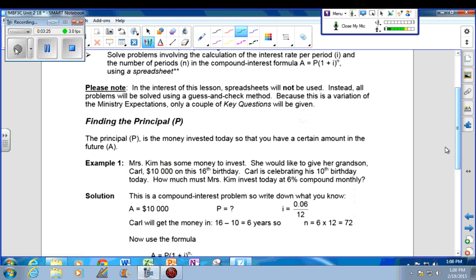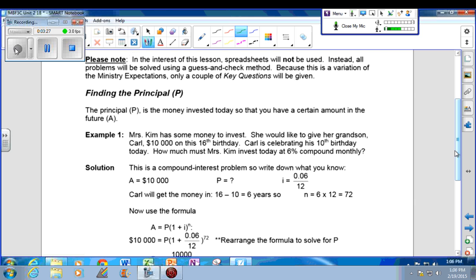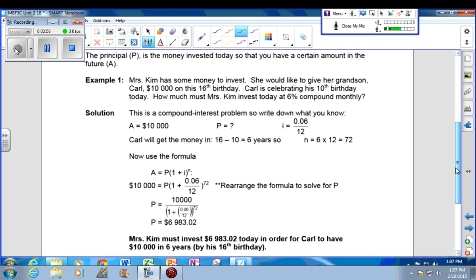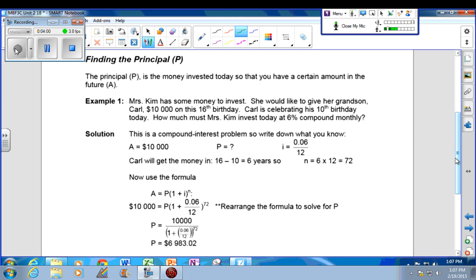So we're going to learn how to find various values, because there are 3 variables that we use in the compound interest formula. There's the P, there's the I, and there's the N. And well, there is the A, the amount. So if we have 3 of those 4, then we can find the other one. Now some of them are pretty straightforward. We're going to look at finding the principal. That one's just a matter of manipulating the formula. So let's take a look at this. This is page 16 here of Unit 2.